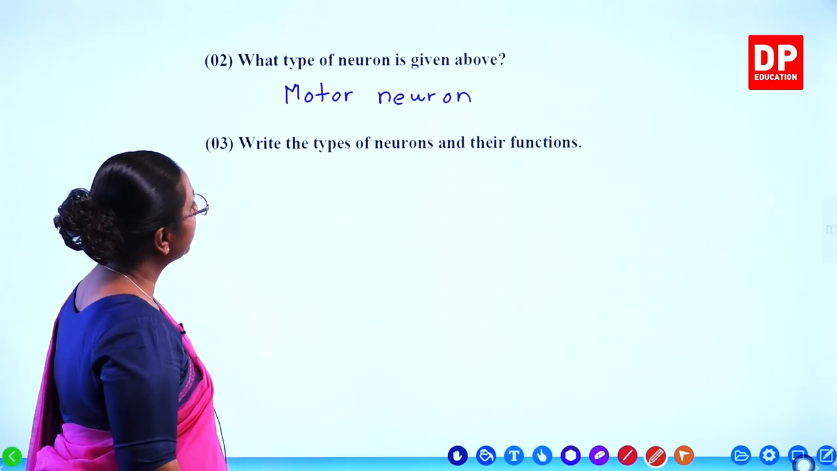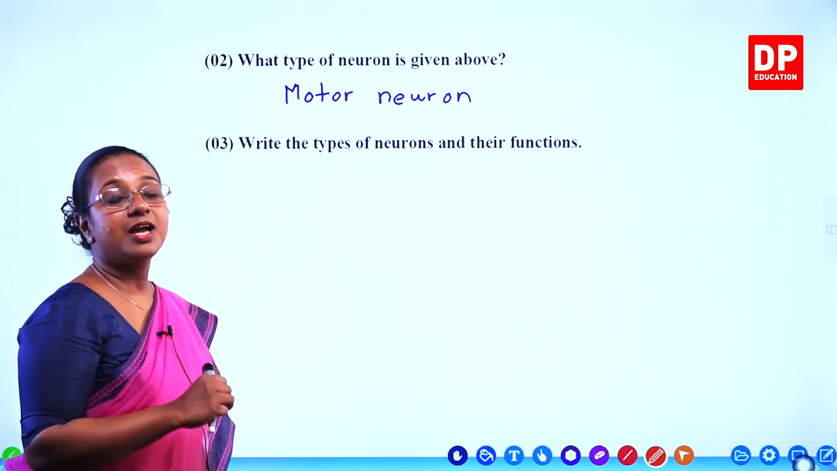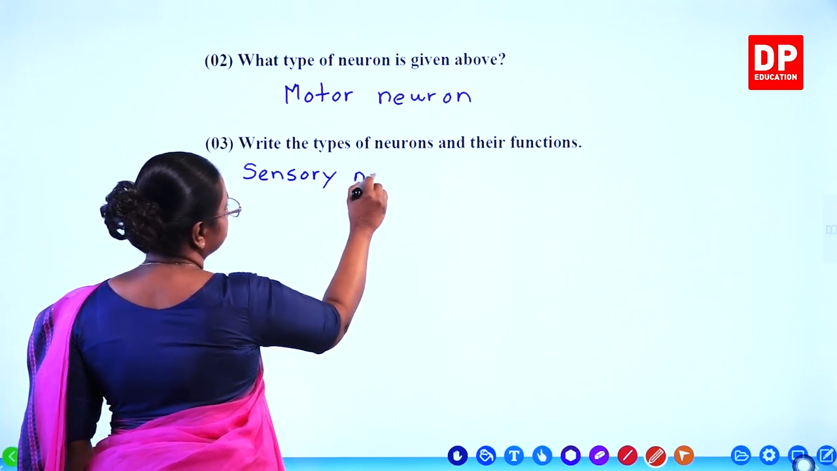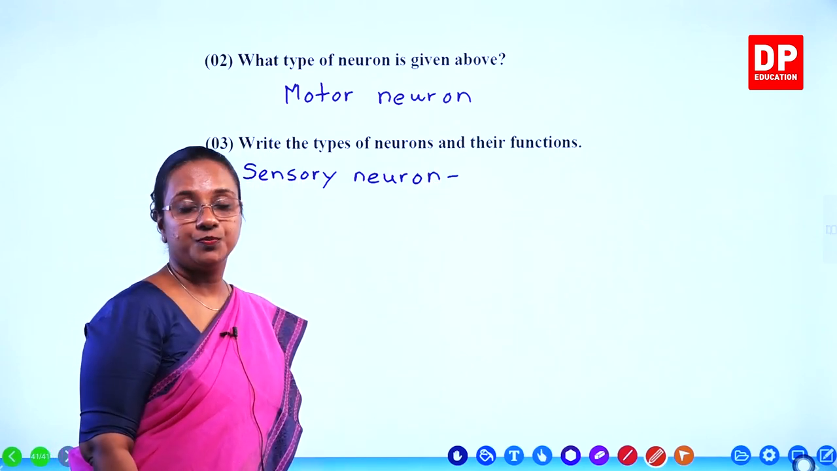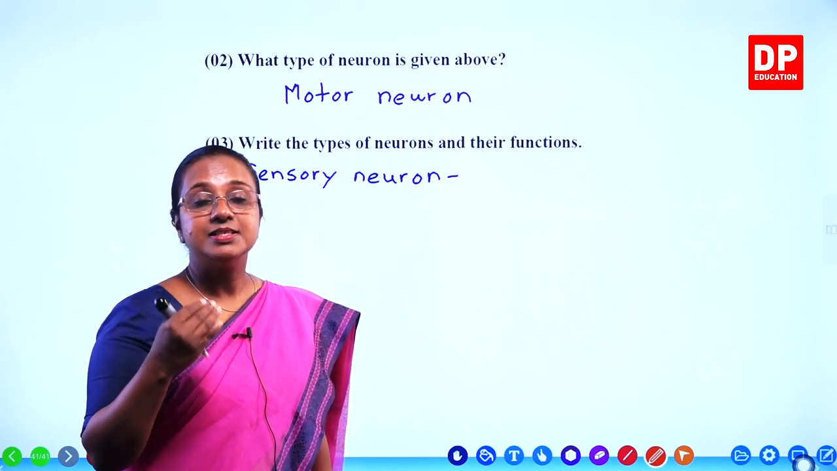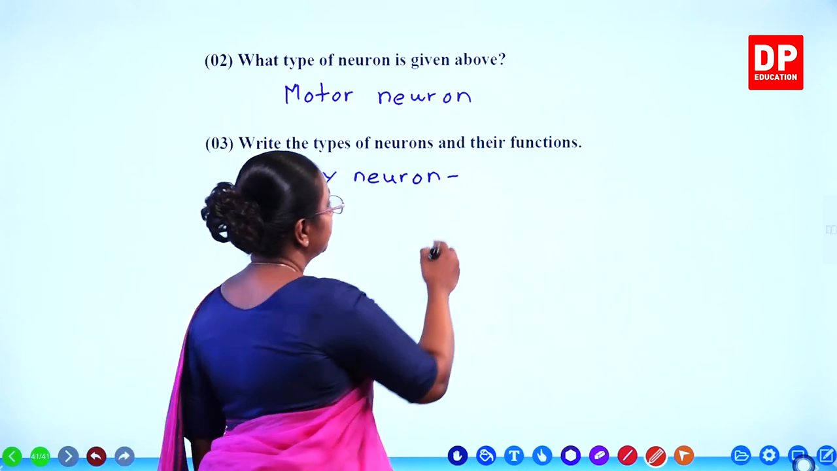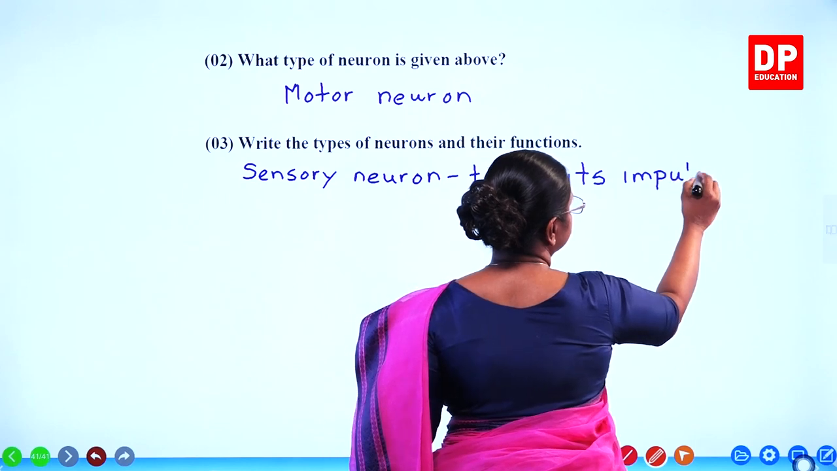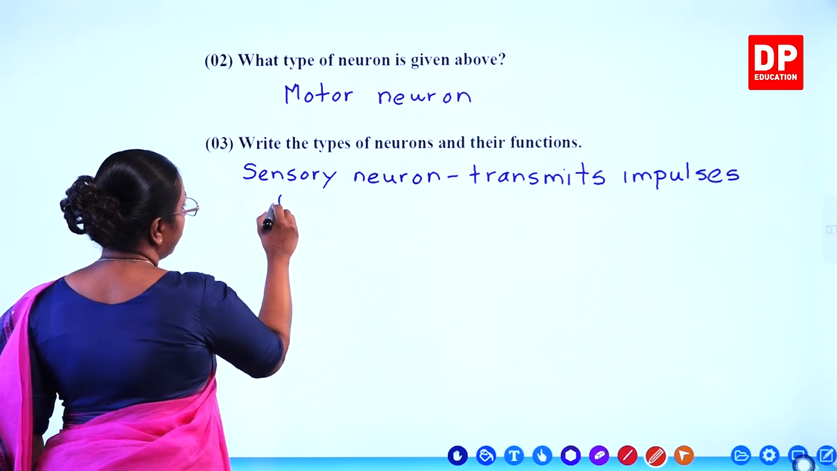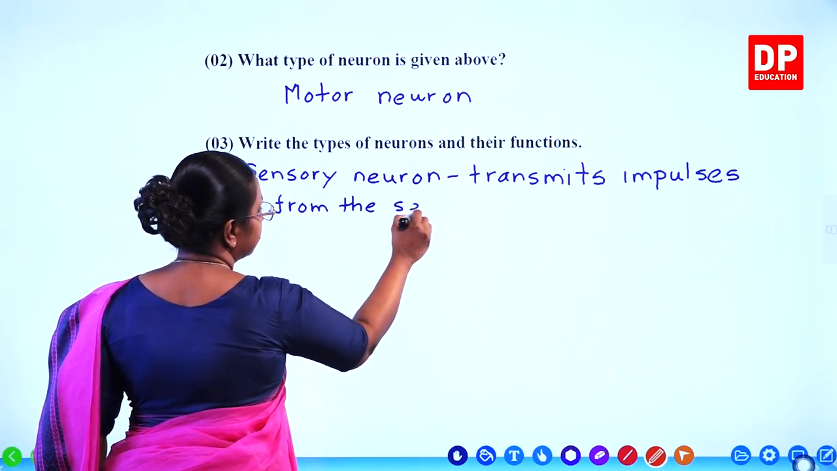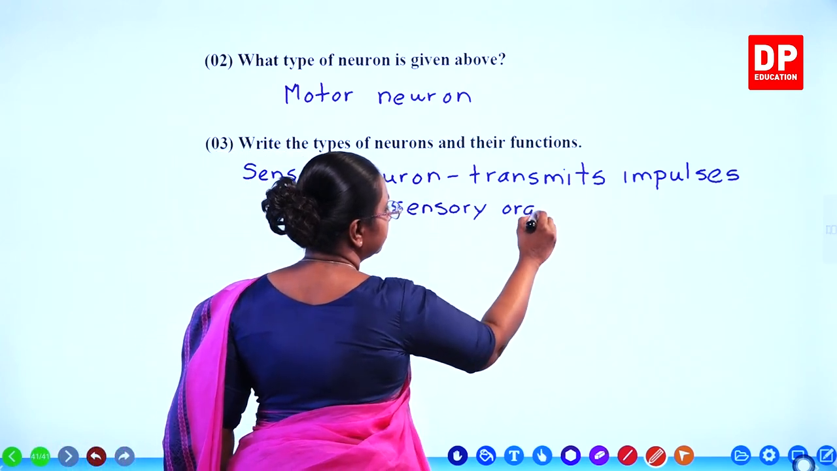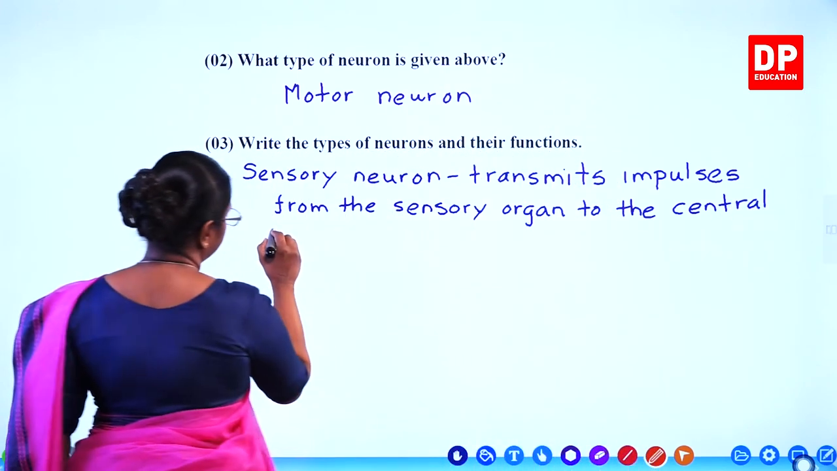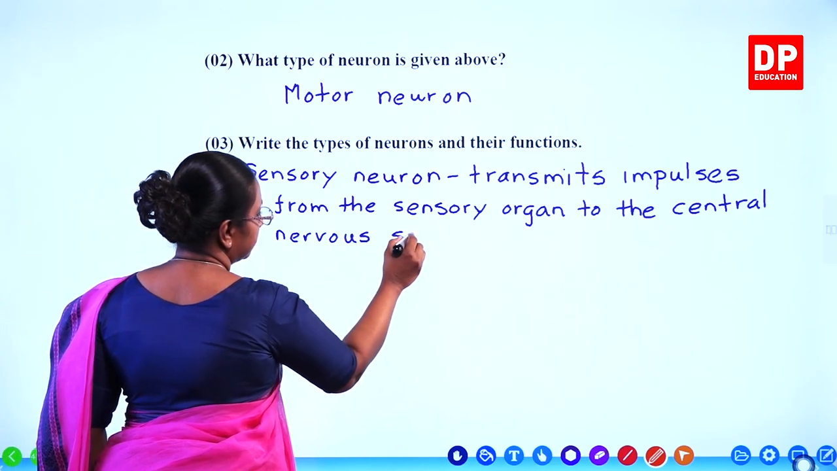Next one. Write the types of neurons and their functions. You all know the three types of neurons. We will start off with the first type, sensory neuron. What does the sensory neuron do? It transmits impulse from the sensory organ to the central nervous system. So here you have to say transmits impulses from the sensory organ to the central nervous system.